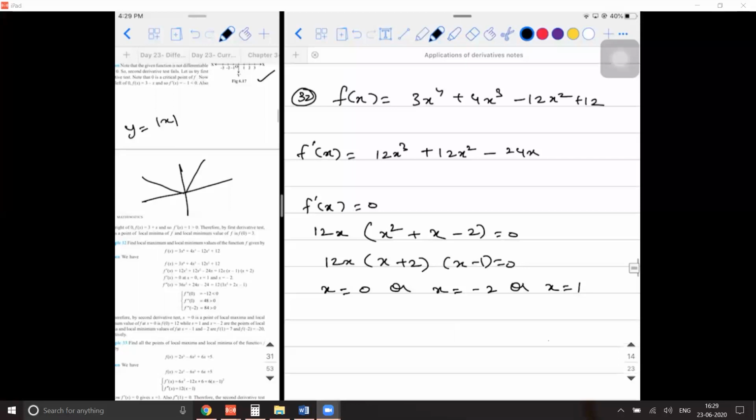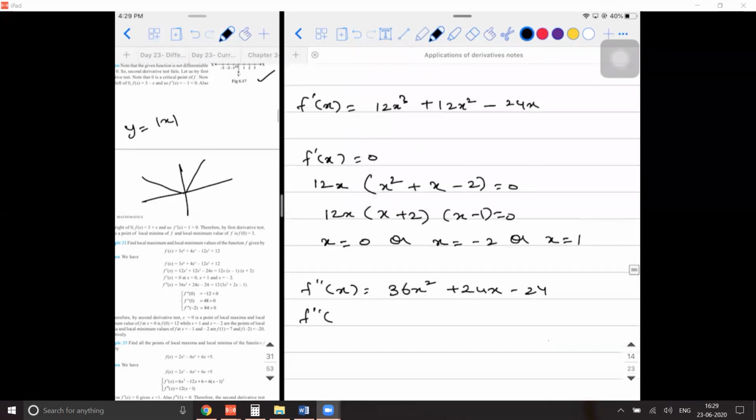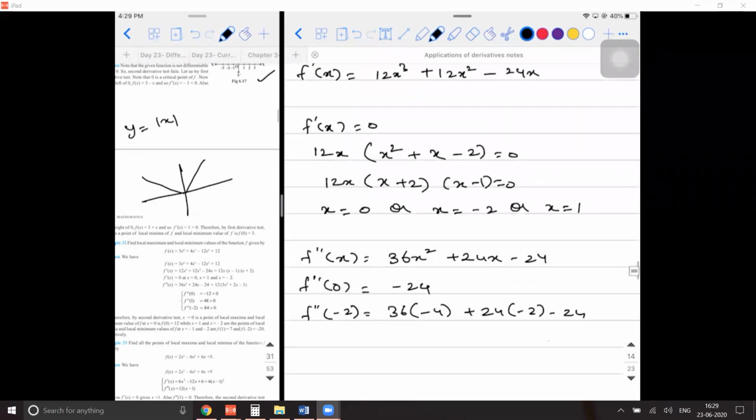So we can do the second derivative test. What is f double dash of x? 36x square plus 24x minus 24. f double dash of 0 is minus 24. f double dash of minus 2, how much is it? 36 into minus 2 whole square, which is 4, plus 24 into minus 2 minus 24. So how much is it? Minus 72.